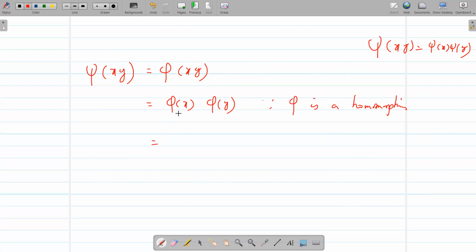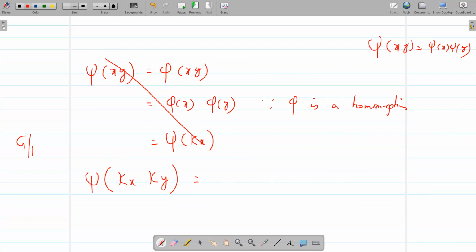Now phi of x is the image of kx under psi. So this is psi of kx, psi of ky. So we need to show that. This is the definition of isomorphism: psi of xy is equal to psi x, psi y, where x and y are elements of the domain group, G by K. So the elements are kx and ky, and we consider psi of kx, ky.